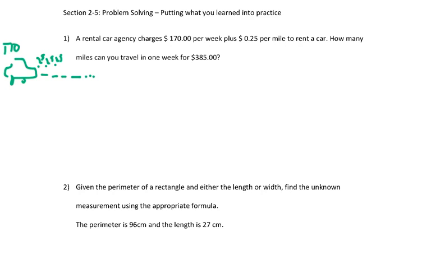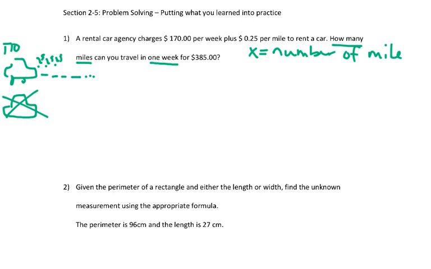Now, if I had to go another week, I would have another car. But it's only for 1 week, so I don't have to do this. So that should help you understand where the variable is. It says how many miles, so that means that x equals the number of miles. Remember, the question will always tell you what your variable should be.